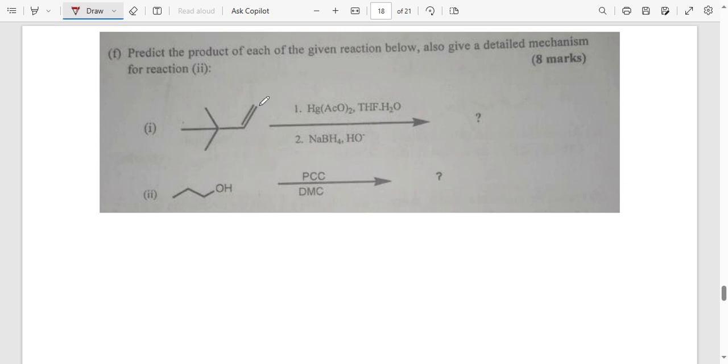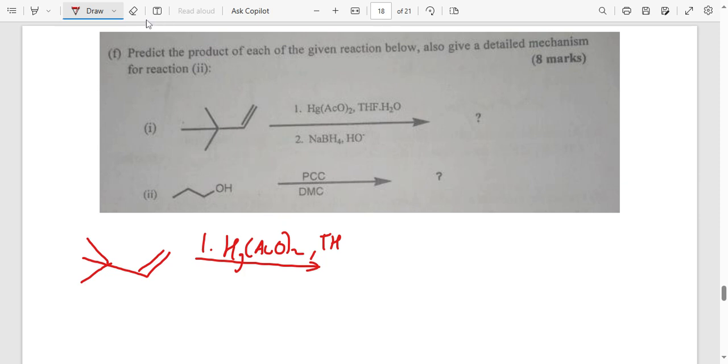Okay, we have got this. Predict the product of each of the given reactions below. Also give a detailed mechanism. The first reactant here is mercuric acetate in tetrahydrofuran. We can already see the reactant, so I'll not write them. We'll just go direct into the mechanism.